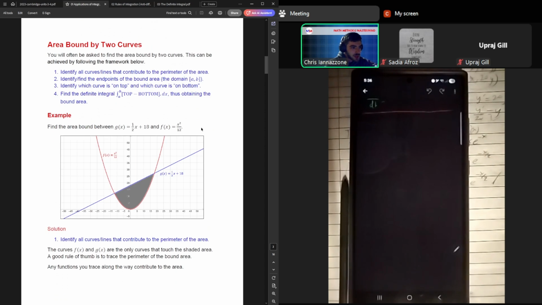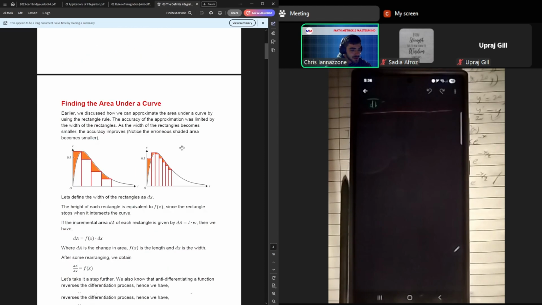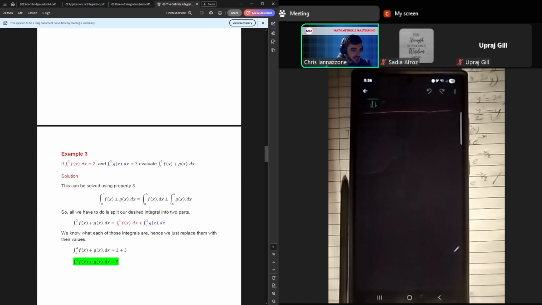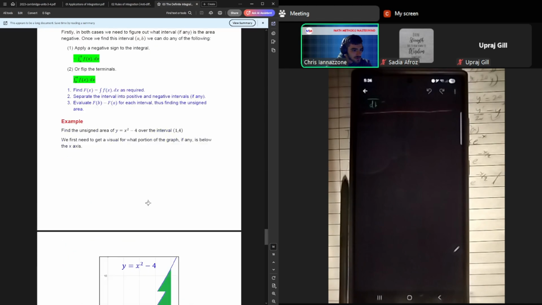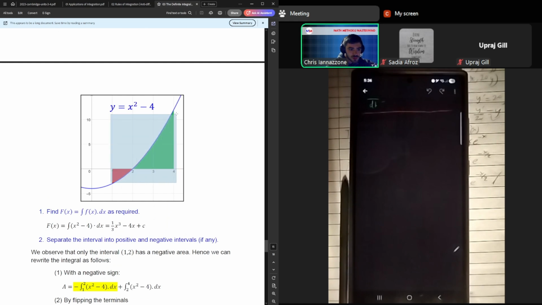Next up, area bound by two curves. One of the things we explored with the definite integral is that if you do the definite integral, you're getting the area underneath a curve. So if I just do the definite integral from 1 to 4, I'm going to have some negative portion of the area and some positive portion of the area.